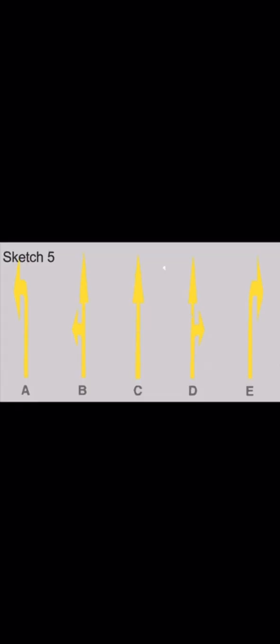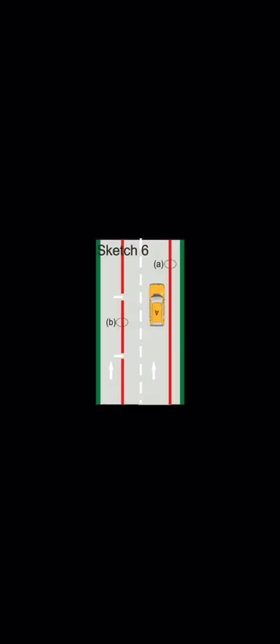Sketch number 5, arrow E. You must turn right from that lane. You cannot go straight if you wish to do so. You must turn right from that lane. Sketch number 6, road marking A is a no stopping line. You may not stop there at all. Road marking B, those are temporary parking bays.